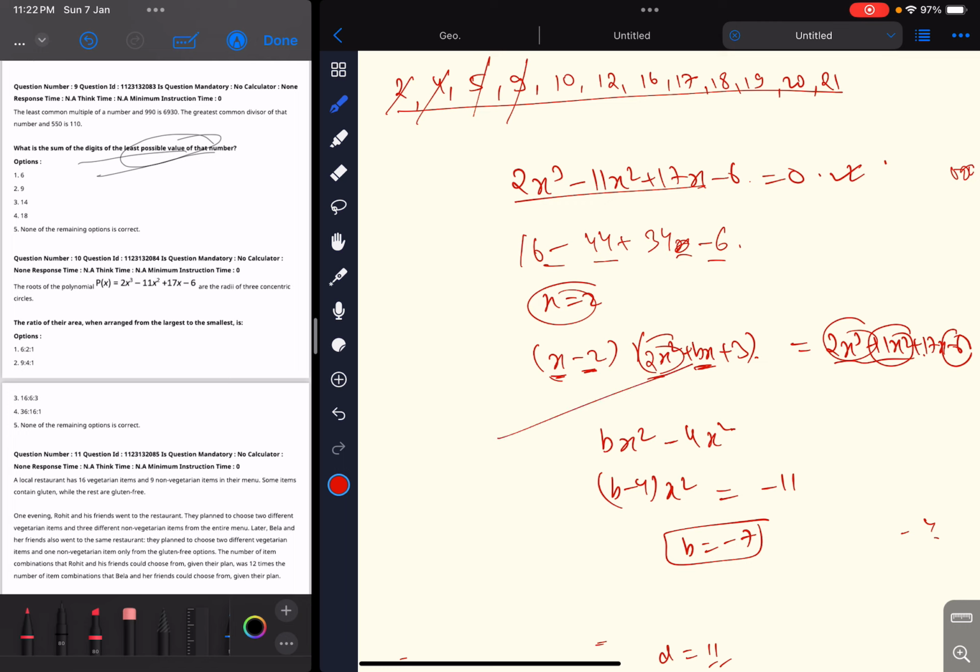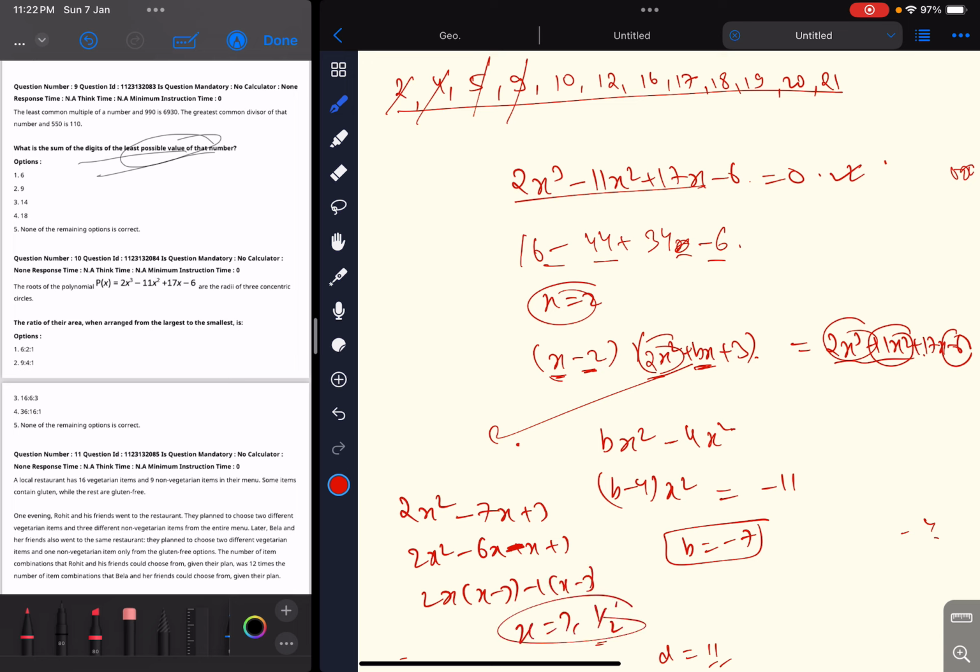Now we got the expression as 2x square minus 7x plus 3. This is a very easy quadratic to solve. Minus 6x plus x plus 3. 2x common, x minus 3, minus 1 common, x minus 3. So x we got 3, 1 by 2. So the three roots, when we arrange them in ascending order, are 1 by 2, 2 and 3.